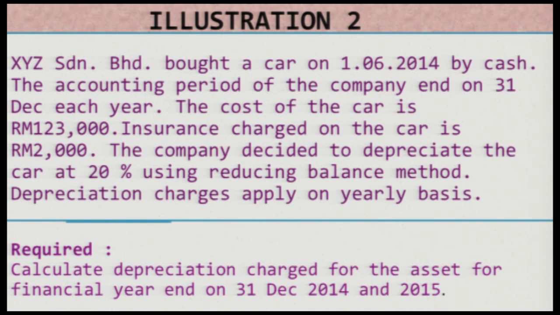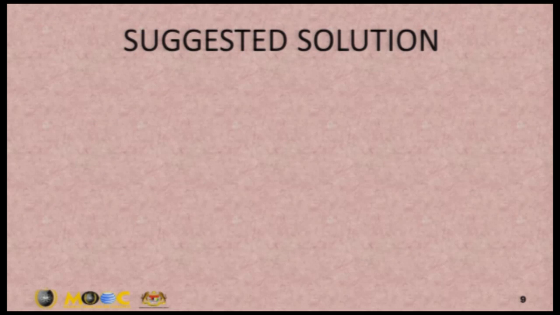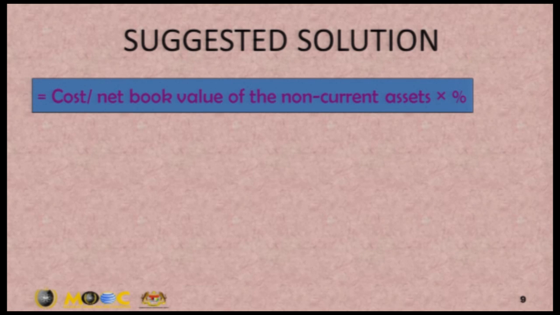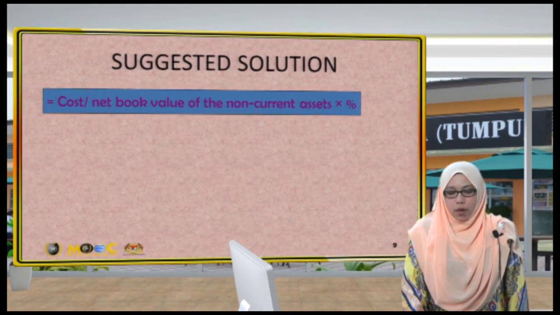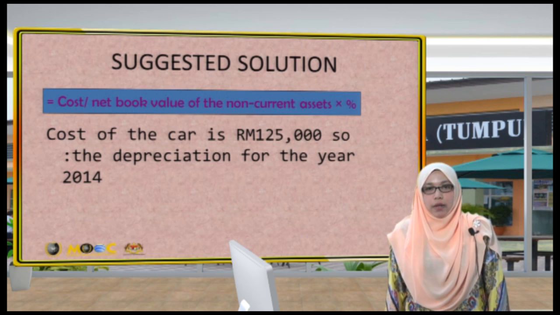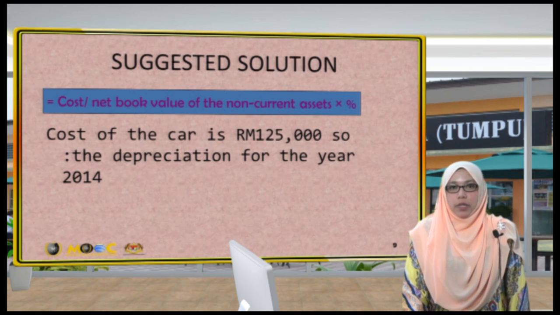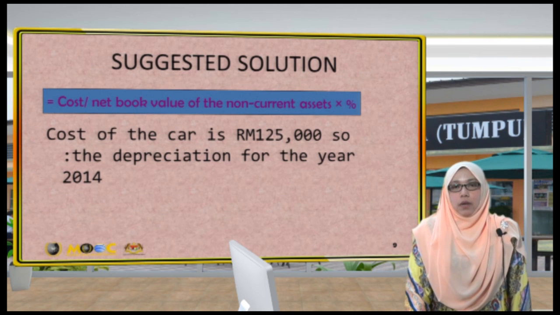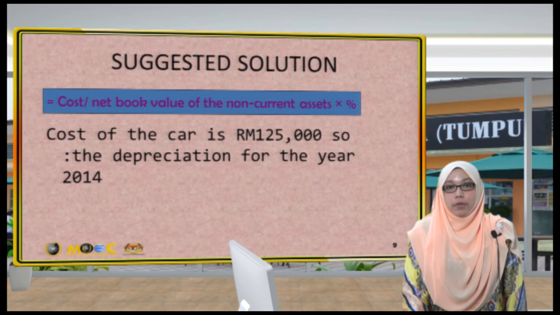So, the question requires you to calculate the depreciation charge for the asset for the financial year ended 31st December 2014 and 2015. Okay, so the answer is as follows. We transfer all related information into the formula of reducing balance method. 125,000 ringgit times 20%. So we will get the depreciation for the year 2014 of 25,000 ringgit.